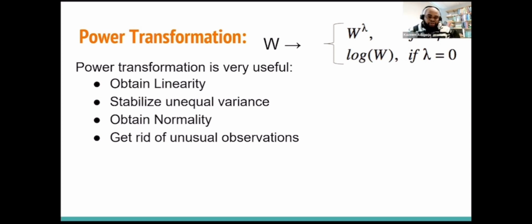And let me tell you this: an outlier will induce skewness. When there's an outlier, it will induce skewness. If your data is skewed, it means your data is likely going to deviate from normality. And of course, the linearity assumption may also not hold. So the power transformation is very useful in obtaining linearity. It's also used to stabilize unequal variance, obtain normality, as you can see in the last example, and it can also be used to get rid of unusual observations.